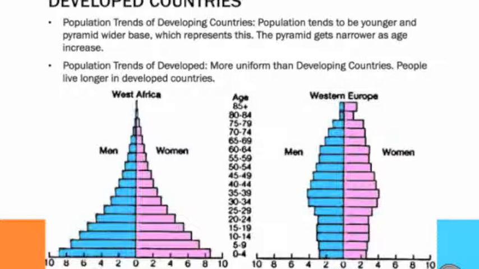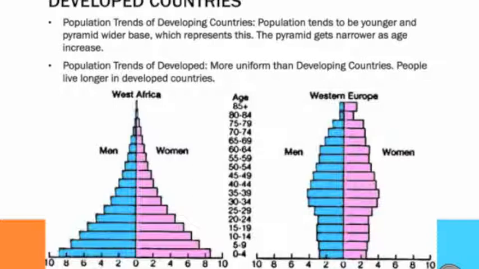Here are the population trends for developed and developing countries. In developing countries, the population tends to be younger, and the pyramid base is therefore wider, and the pyramid gets narrower as age increases because people are less likely to live that long, and you can see that in the West Africa age pyramid.